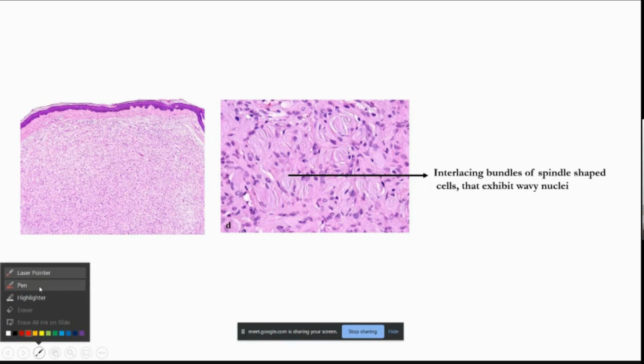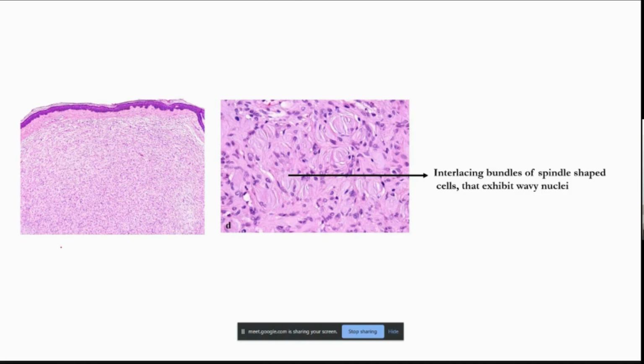Let me just show you how it is. So the fibroblast will also be spindle shaped. Okay, even a nerve cell will be spindle in shape.